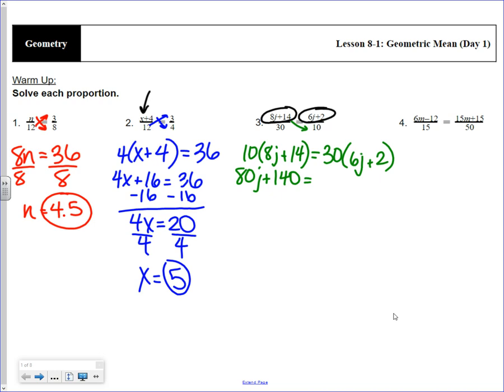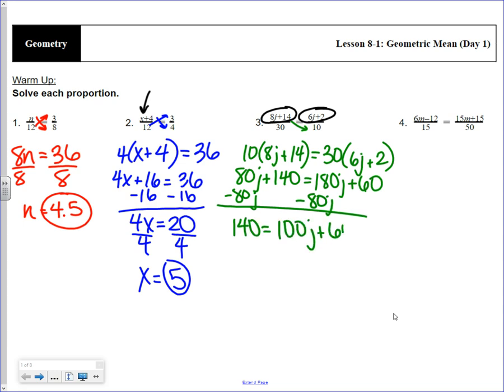30 times 6. And those are j's. And then 30 times 2, of course, is 60. Now remember, if I've got variables on both sides, I'm going to move the smaller one over. You don't have to move the smaller one. It's just what I do. Okay, if you want to move the bigger one, more power to you. So now I have 140 is equal to 100j plus 60. I'll get rid of that 60. And I have 100j is equal to, what is that, 80?